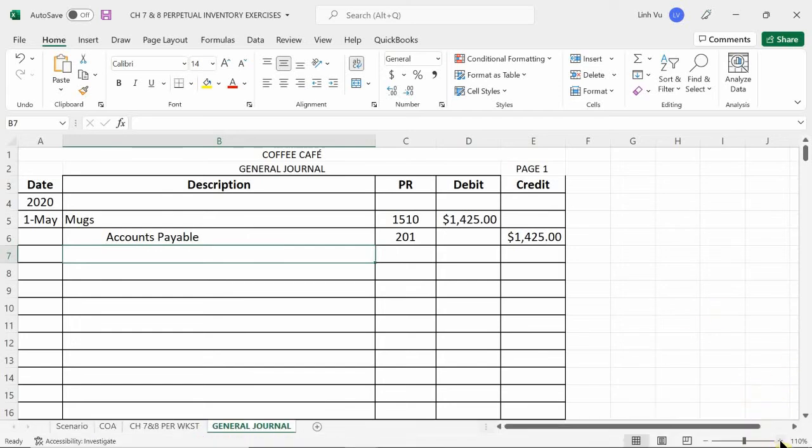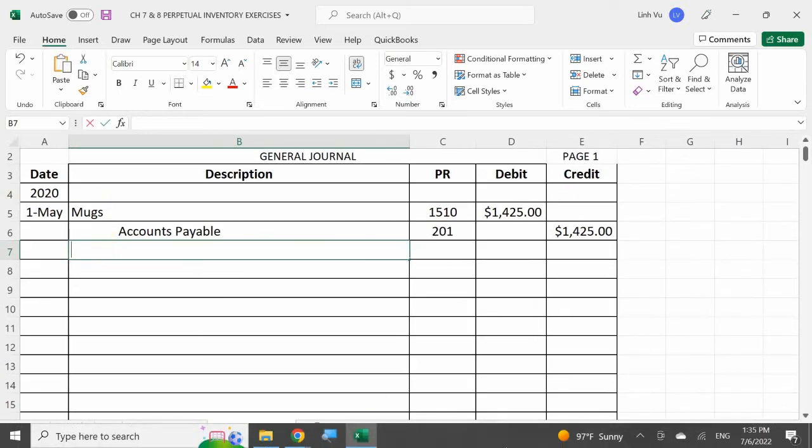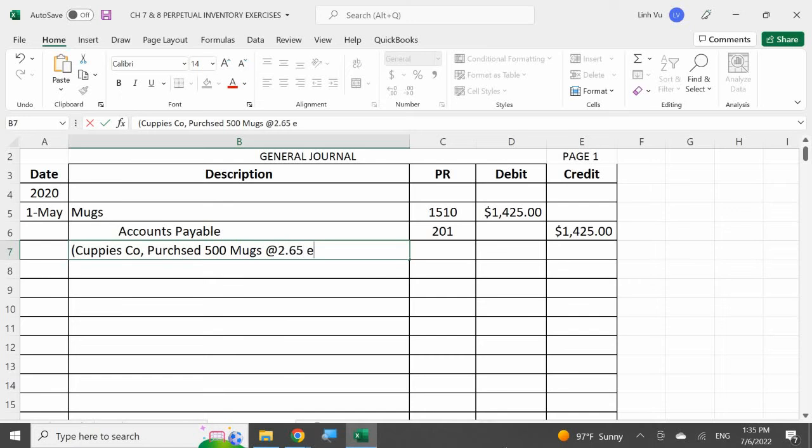Okay, and I will also include some notes here, just so that I can keep track of my transactions. So, first off, who did I purchase from? I purchased from Cuppies Co. Okay, purchased 500 mugs. Okay, at $2.65 each. Okay, and we know it's on an account.